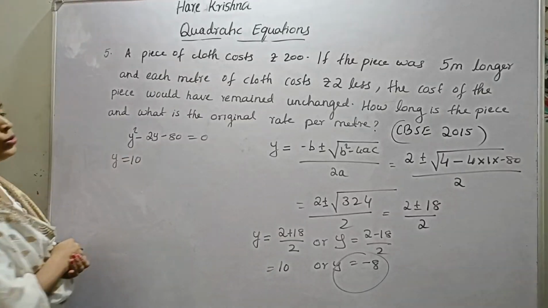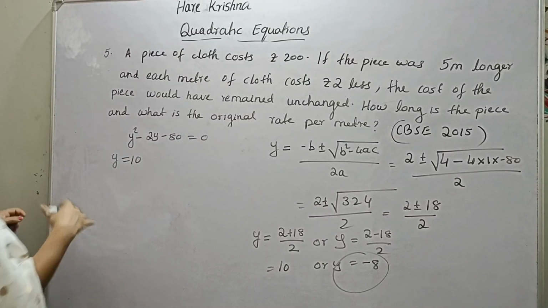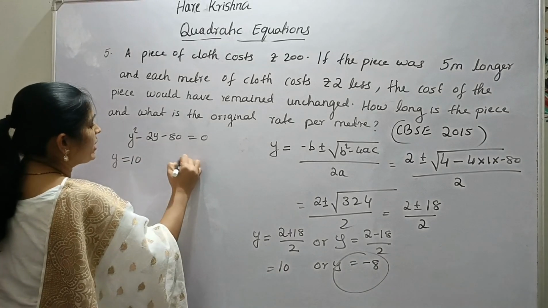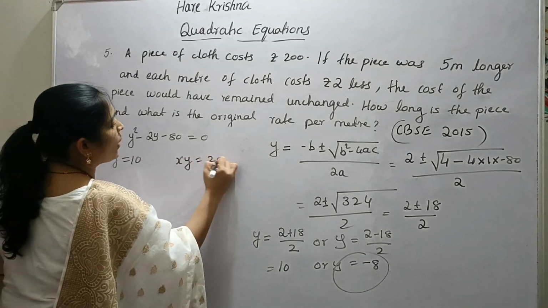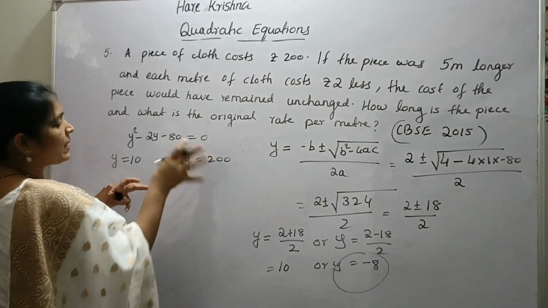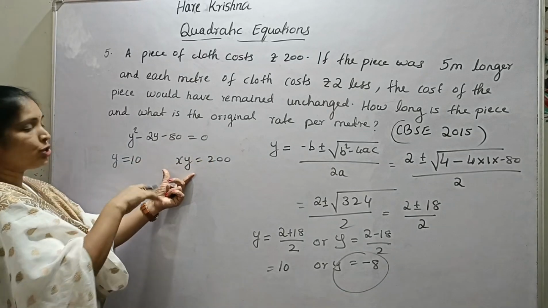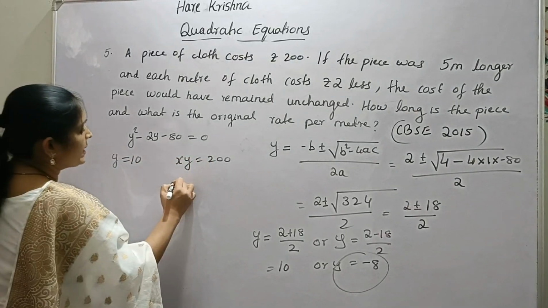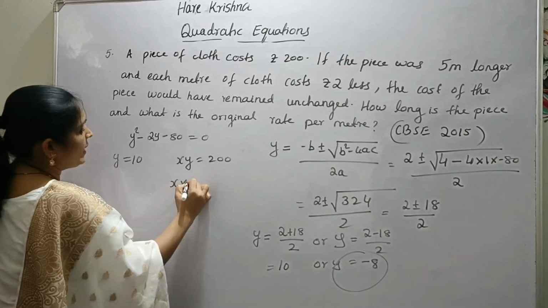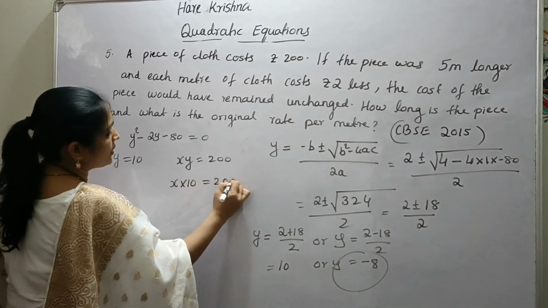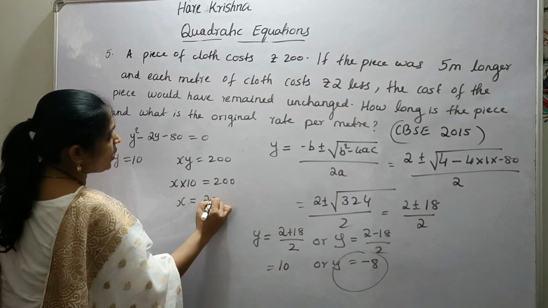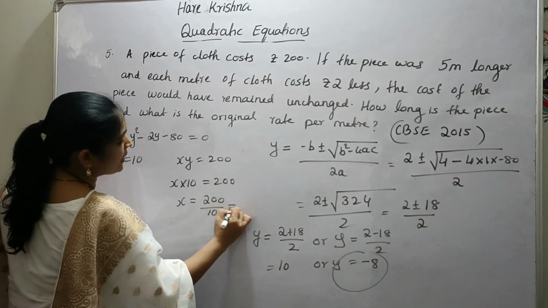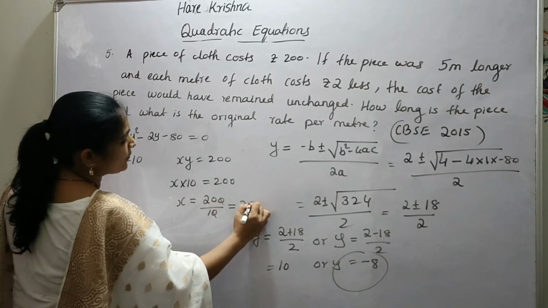So if y is equal to 10, what is x? See, we had an equation x into y is equal to 200, right? So substitute the y value here so that we will get the x value. That is x into 10 is equal to 200. So x is equal to 200 divided by 10, that is 20.